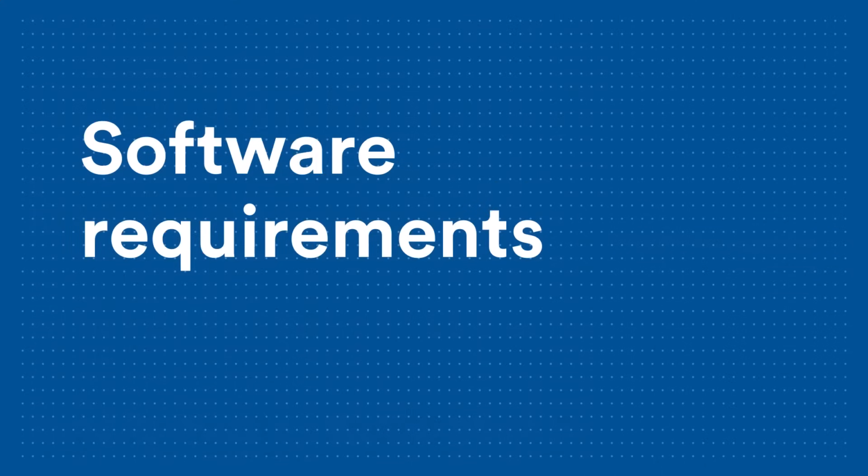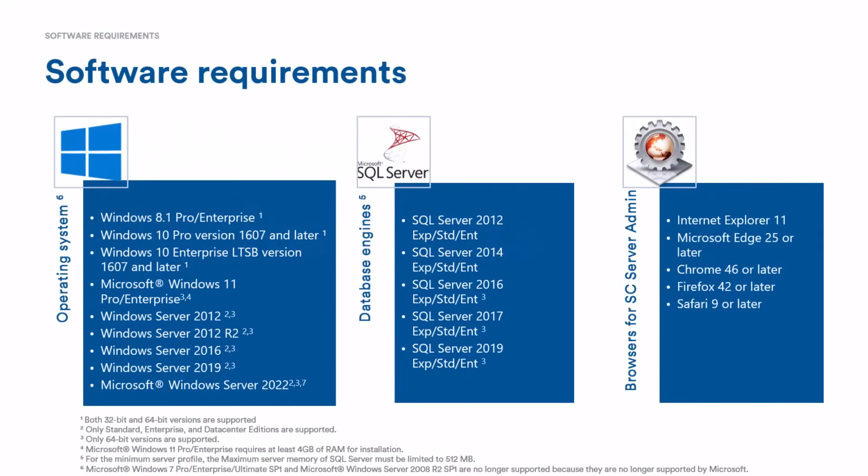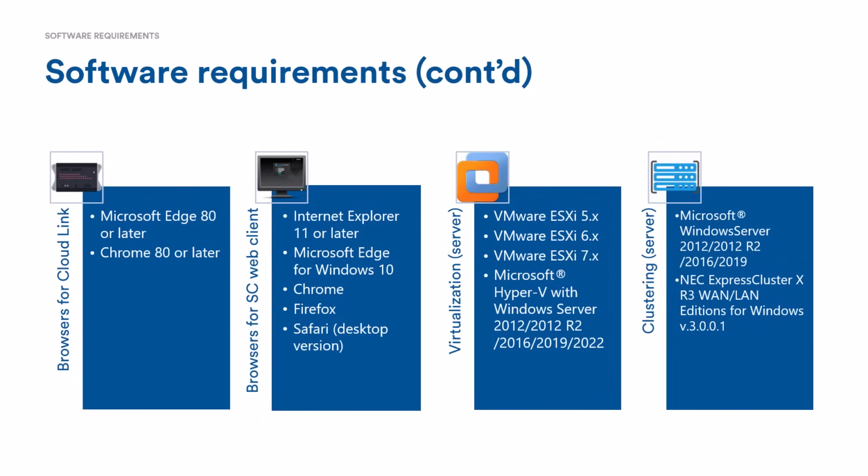So let's look at some of the software requirements as described in the System Requirements Guide. I'm not going to read all these details to you. This is straight from the Requirements Guide. It lists the operating systems supported, the database engines supported, and supported browsers for the server admin application. In the Requirements Guide, we can also find other software requirements for various specialized purposes.